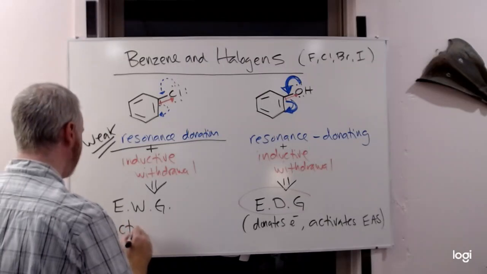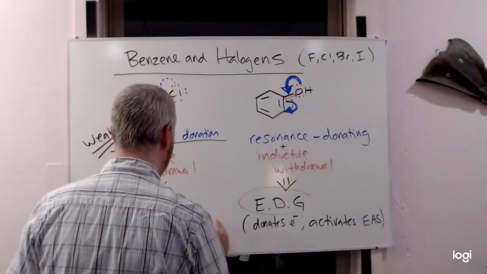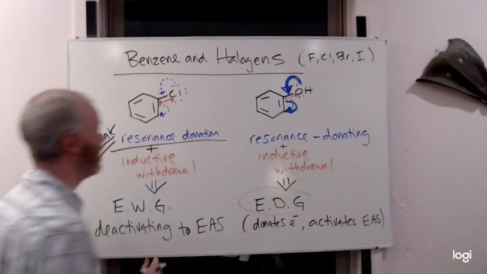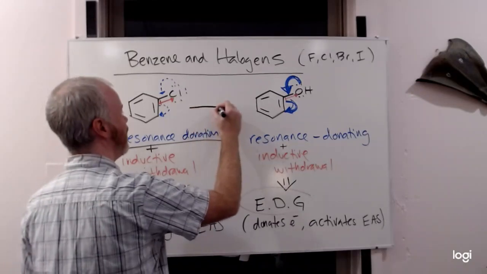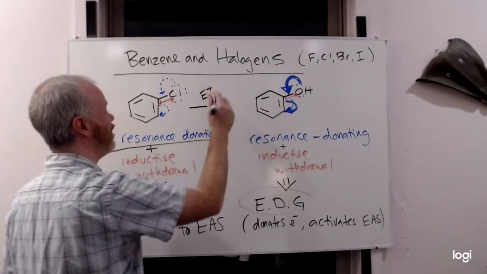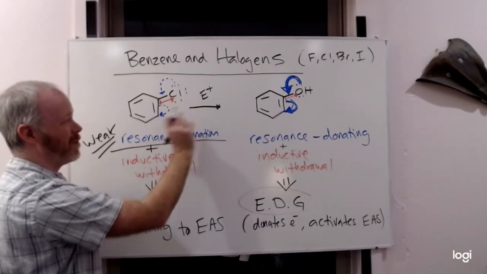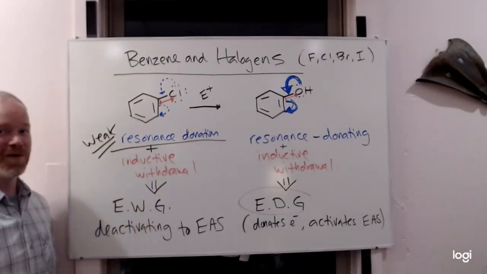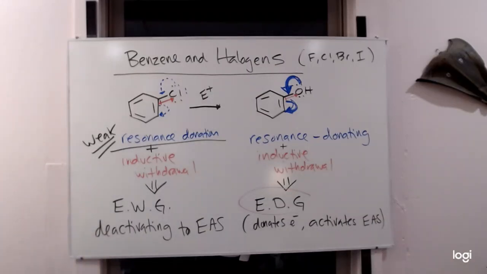So we call that deactivating to electrophilic aromatic substitution, right? Because eventually we want to react with electrophiles, right? So these reactions are happening with something strongly positive. So the more negative our ring is, the better. The more electrons we pull out of that ring, the worse it's going to be. So that's not favorable for this chlorine to have the inductive withdrawal pulling the electrons away so strongly.